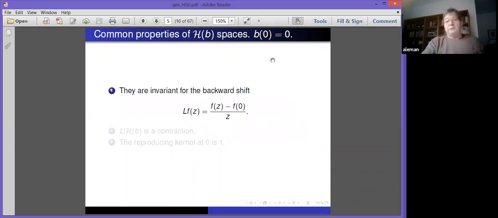Well, what's a common property of all H(b) spaces? Again, Dan said it. They're invariant for the backward shift. Mine is called L, Dan's was S star, but it's the same operator. It's the adjoint of the shift.